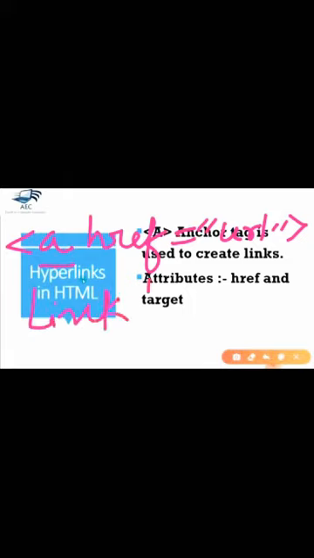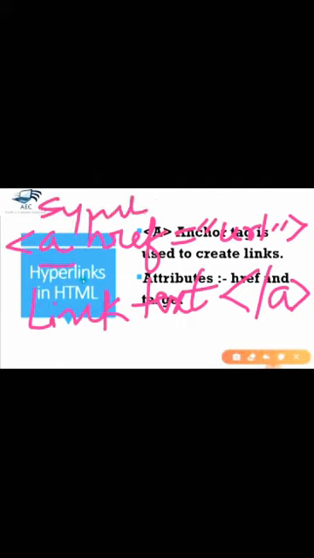Link text means what you want to write between the opening anchor and closing anchor. Then we put the closing anchor tag. Students, this way we write and create a link. This is called the syntax. So this is the syntax of your HTML link. It means the start tag contains an attribute about the link.